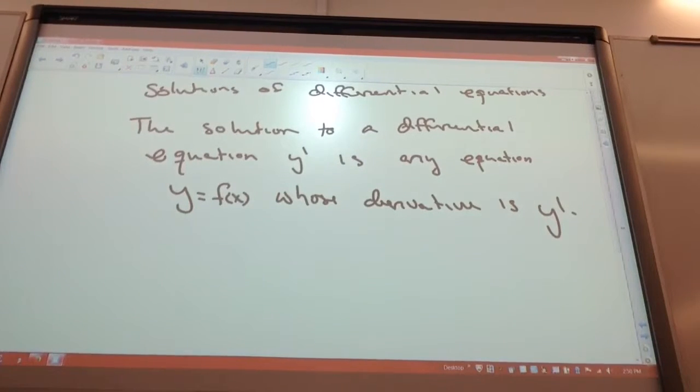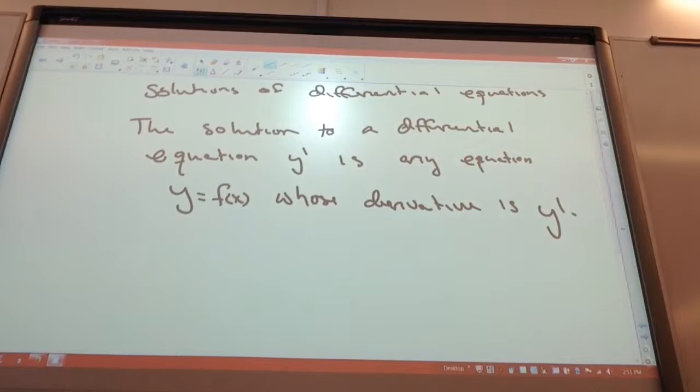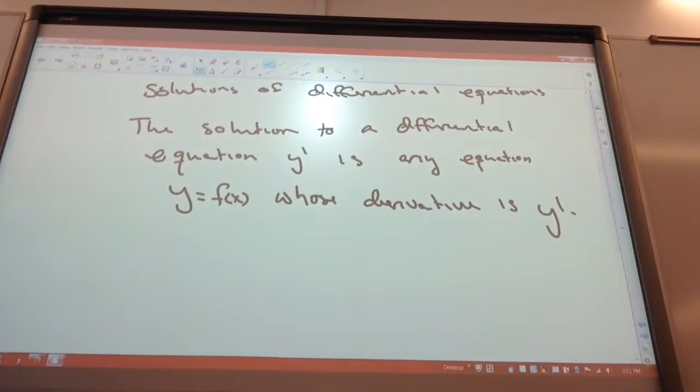I've got a differential equation, so it's a derivative. I'm finding the original equation that gives me that derivative. Now, notice how it says any equation y equals f of x whose derivative is y prime. Why do you think that could be the case? There could be lots of different equations, lots of different solutions that give me y prime. You've got different types of solutions, if you will. In fact, there are two types of solutions.